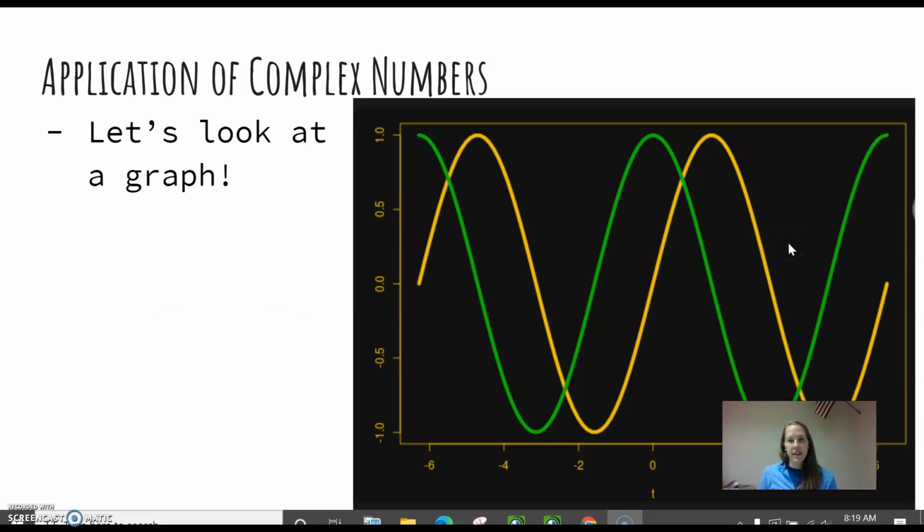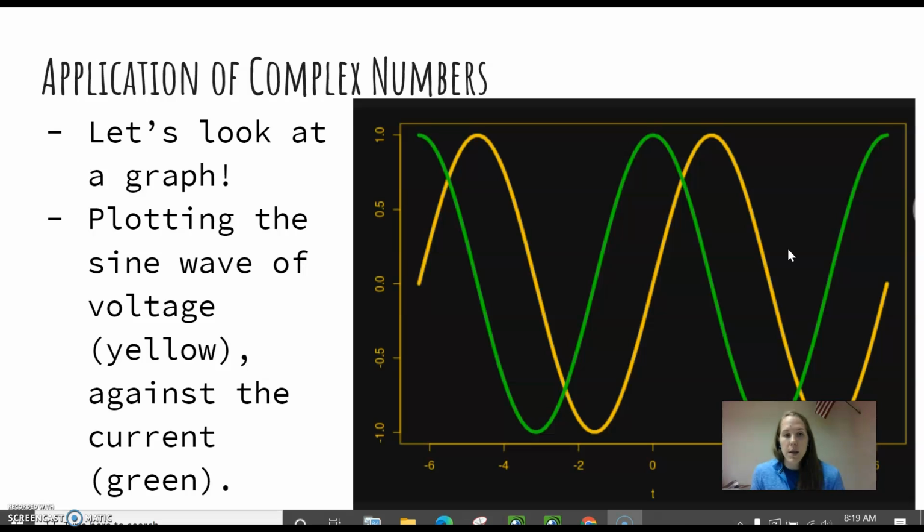So looking at a graph to compare voltage and current, plotting our sine waves, here we have our voltage as our yellow wave and our current as our green wave. And you can see from this graph that when my voltage is at a peak, my current is at a minimum. So how do we compensate for the voltage and the current in one circuit if when my voltage is at a maximum, my current is minimal?